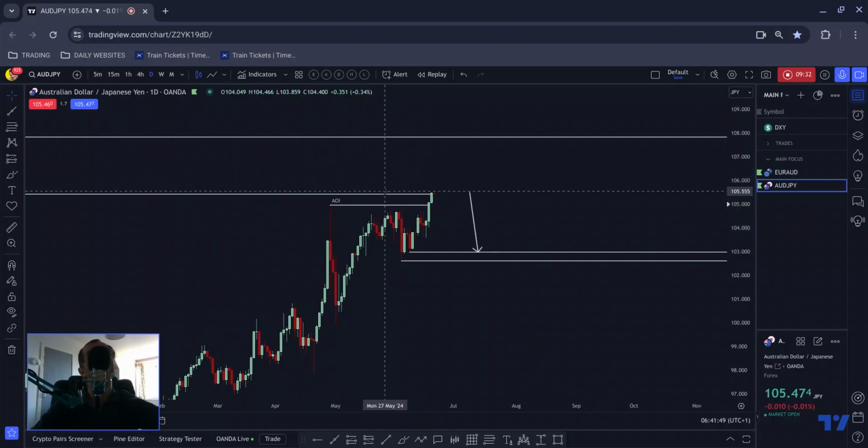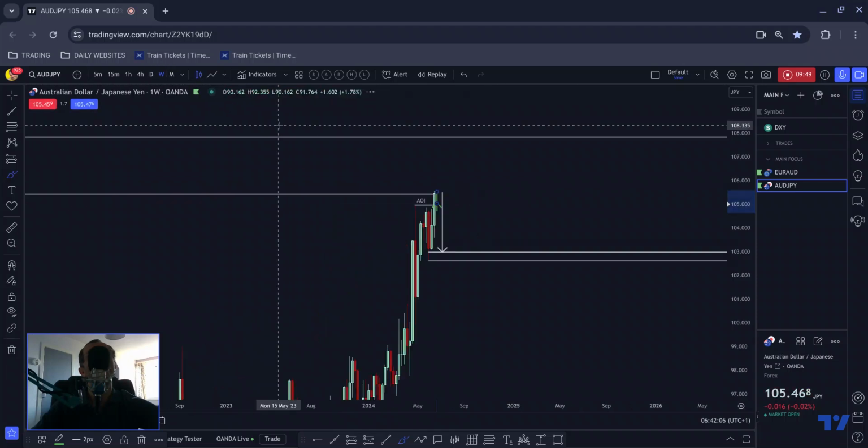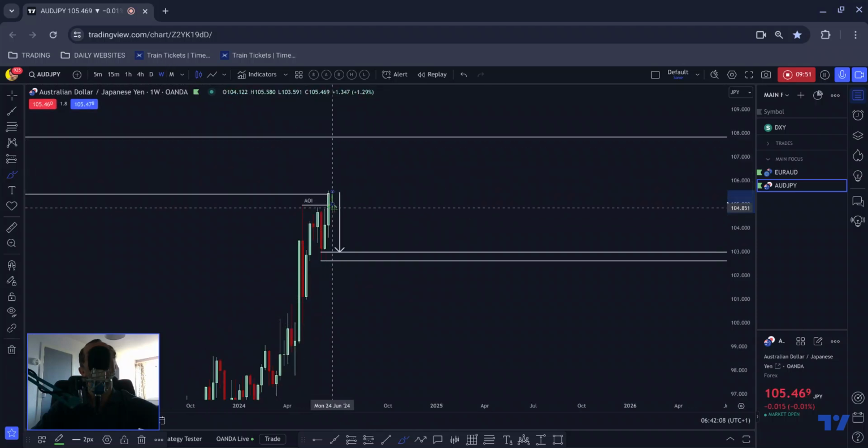Well, in my experience, if we break below this area of inflection, so we've tapped into that high I just showed you on the weekly, and we're trading back below here, and we get something like that, that would be very deliberate and very well positioned for a move to the downside, and we would have retraced about 50% of the length of this candle.